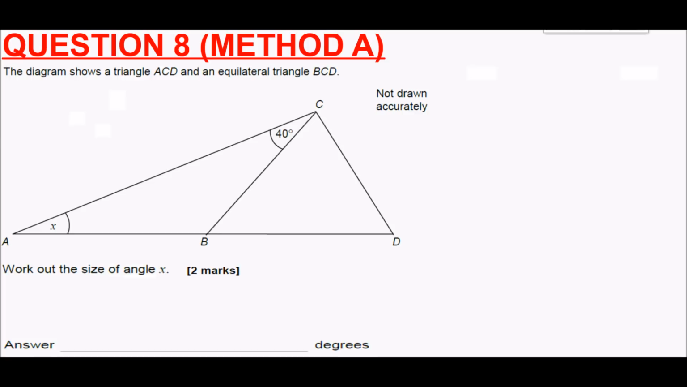Question 8. I've given a spoiler away, calling it method A, so you probably know I'm going to mention more than one method. I'm going to mention two methods for this one. So we've got a diagram showing a triangle ACD and an equilateral triangle BCD. So that bit of information there is huge.